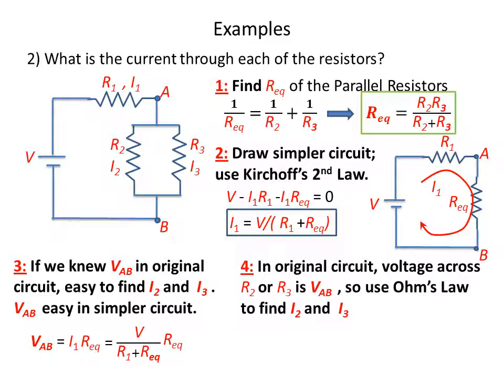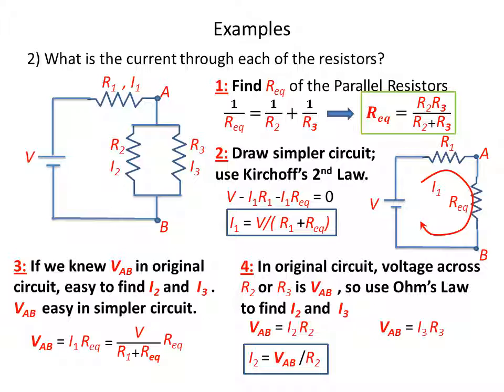Then, if we go back to the original circuit, we have the voltage across R2 or R3 is VAB, so we use Ohm's law to find I2 and I3. So VAB is equal to I2 times R2. Solving for the current, we have I2 is equal to VAB divided by R2. And then for R3, we have VAB is equal to I3 times R3. And solving for the current again, we have I3 is equal to VAB divided by R3, and we have the third current, and we are finished.